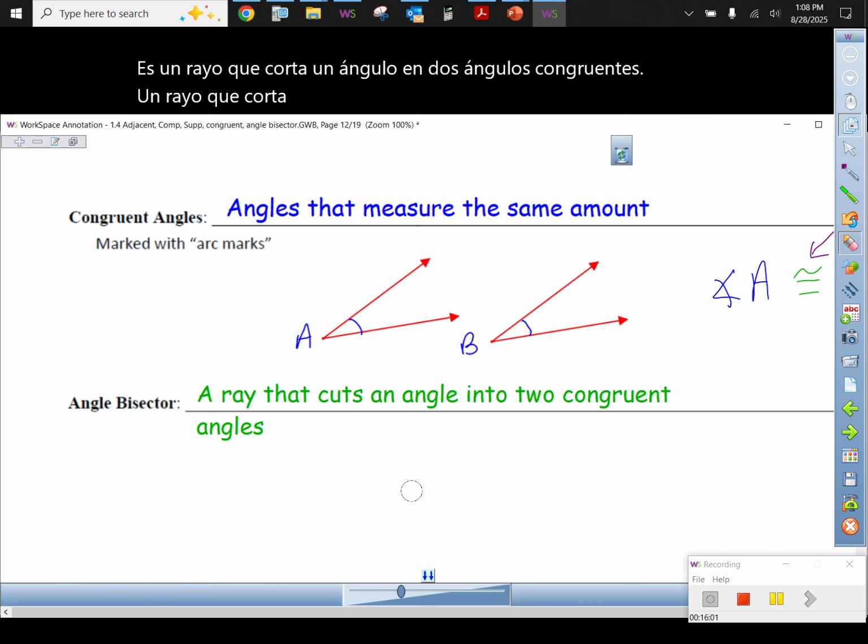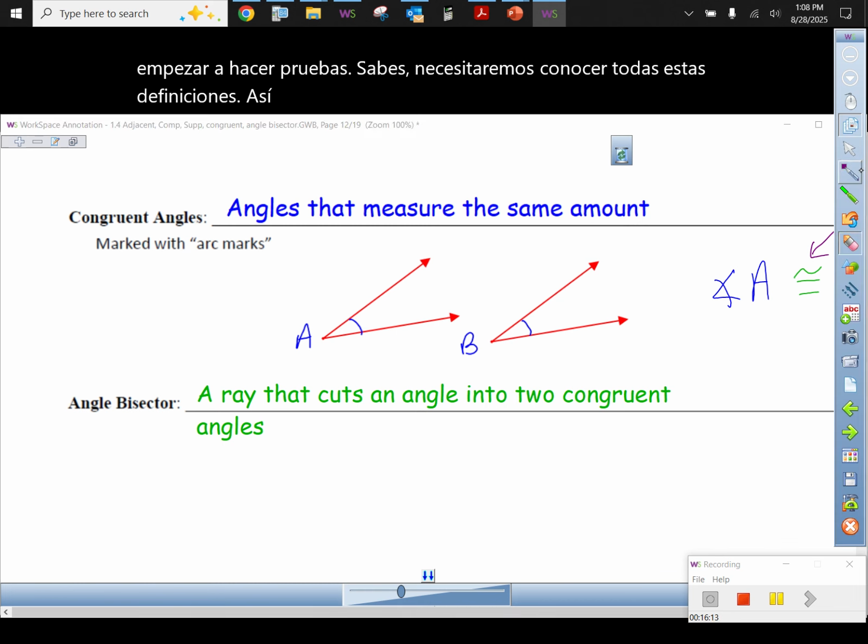And that's a big word. It's going to come up later this year, when we're going to start doing proofs. We will need to know all these definitions, so this is why I want you to keep your notes. The definition of bisector will be used a lot. What is a bisector? It's a ray that cuts an angle into two equal pieces.